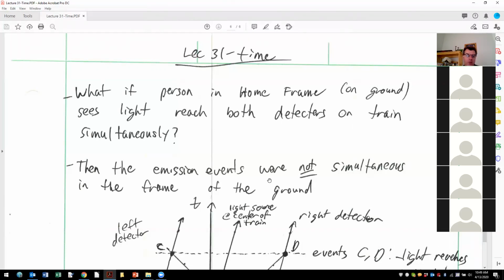Next time, what we will do is we will start trying to actually calculate, given that people disagree on time, and we established today that they disagree on time, what amount of time do different people measure? How much time does one observer measure? How much time does another observer measure?